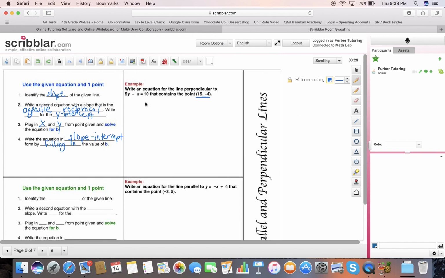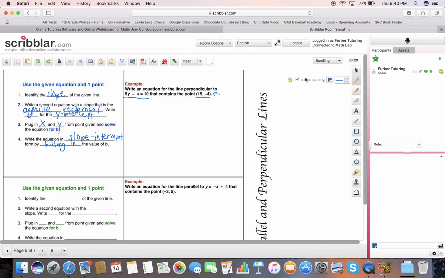It says write an equation for the line that's perpendicular to this line, and the line that is perpendicular to it is going to cross through this point. Okay? So here's what I'm going to do. I can't do anything until I identify what the slope is of this line. This line is not in slope-intercept form. So if it's not in slope-intercept form, I can't just look at what's in front of the x and make the determination of what the slope is.